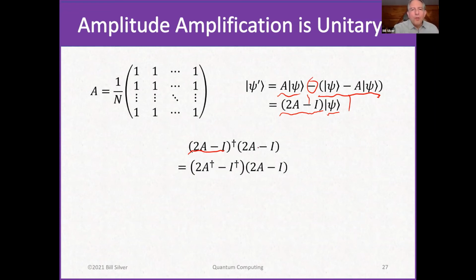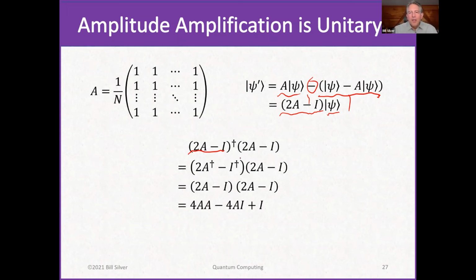Conjugate transpose works just like a normal transpose with real elements. You can bring that inside, basically distribute it over the elements inside. And then the conjugate transpose of the averaging matrix is itself, right? If I transpose it and take the complex conjugate of 1, I get the same matrix. And the same thing is true of the identity matrix. The identity matrix is its own conjugate transpose. So if I now multiply this out, I get this.